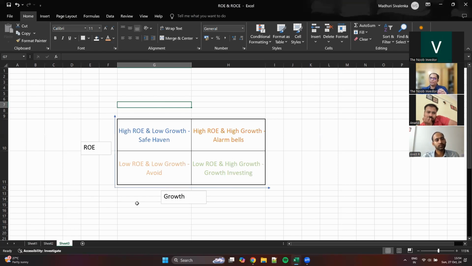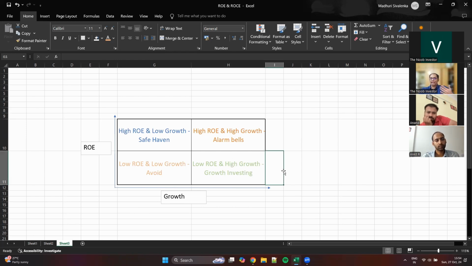Low ROE, low growth is something which we should completely avoid, is what I feel. And that is, I think, pretty simple: you're not compounding my money, you're not growing also. So how will I make money ever? High ROE, high growth, as I said, it rings alarm bells for me.